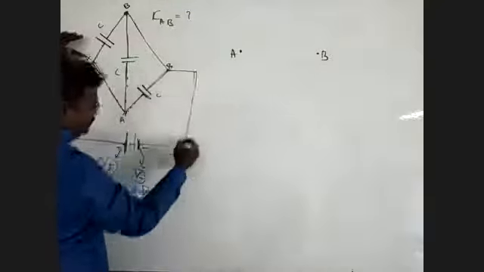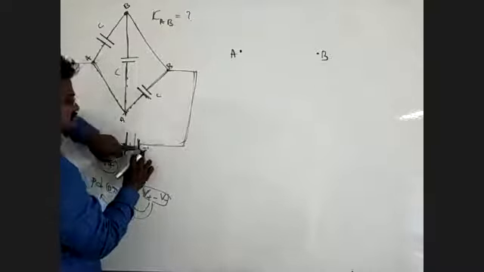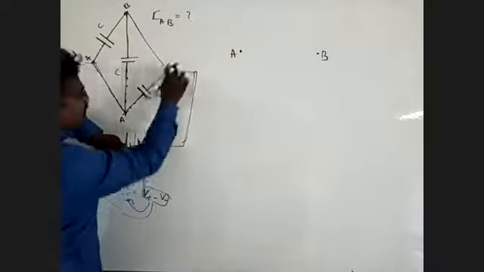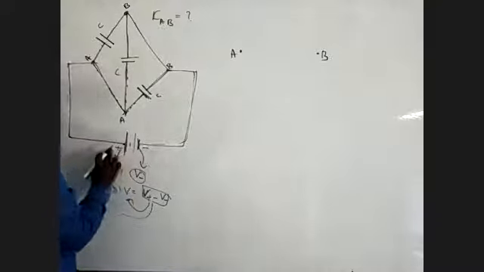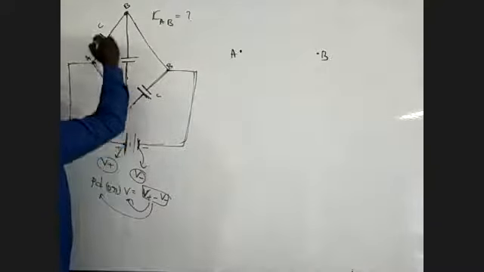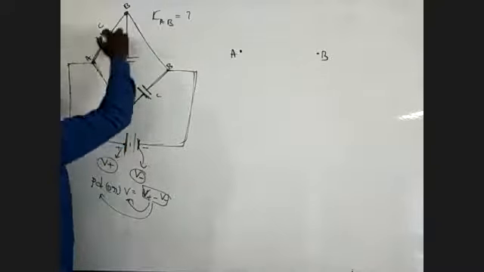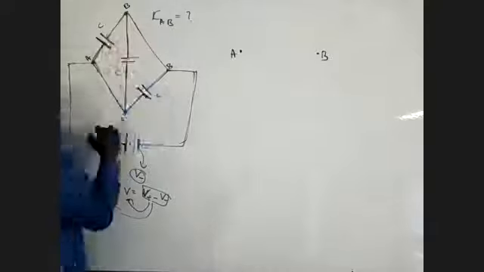What is the meaning of B potential? B indicates low potential. A indicates high potential. At this point, this plate is connected to high potential, and this plate is connected to low potential.